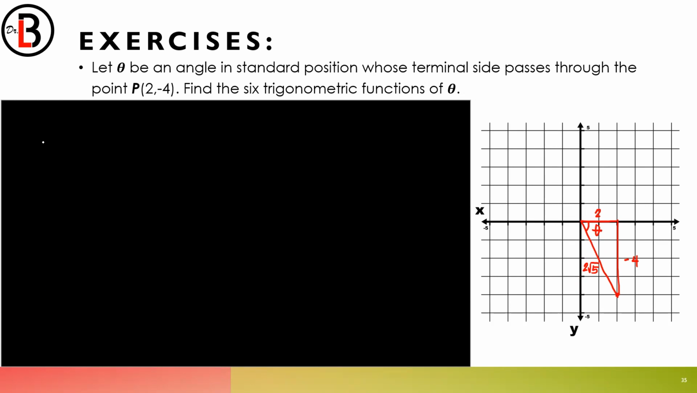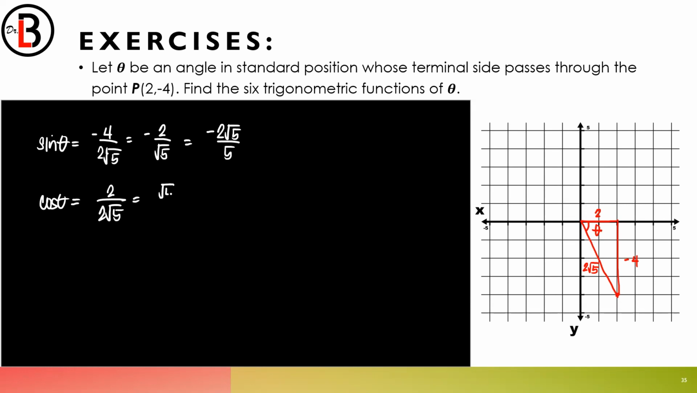Right? Find the 6 trig functions. Sine is opposite over hypotenuse. So let's simplify first. 2 over square root of 5. If we rationalize this, square root of 5 over 5. Cosine is adjacent over hypotenuse. So that's square root of 5 over 5 because it becomes 1 over square root of 5.